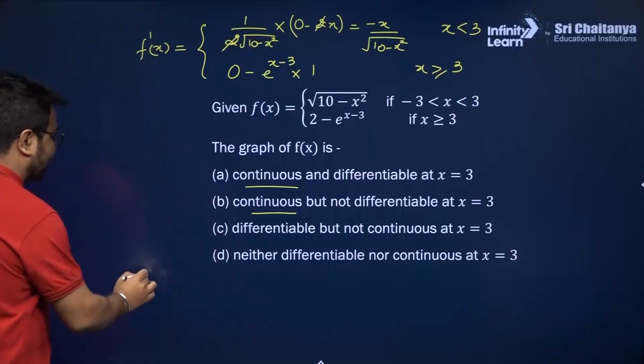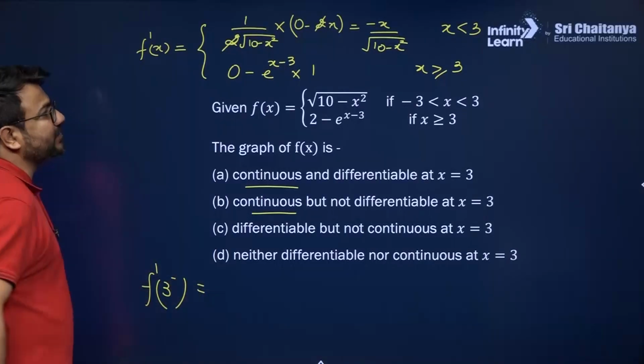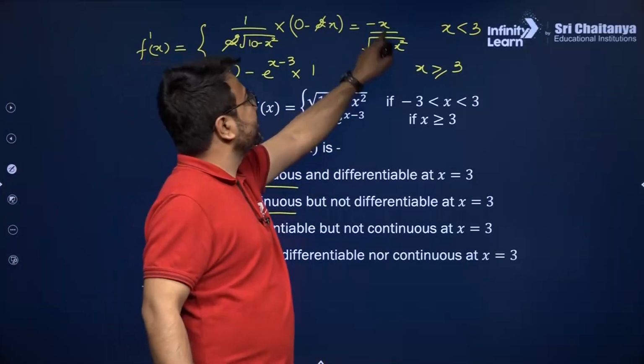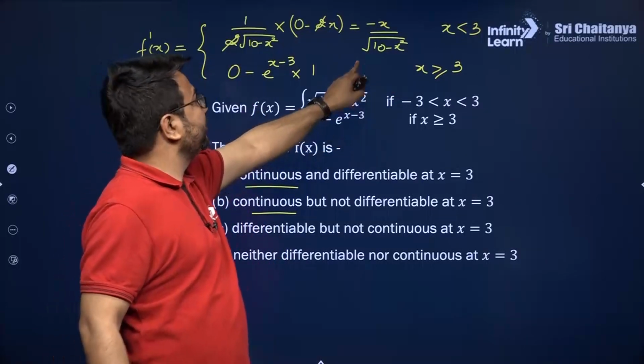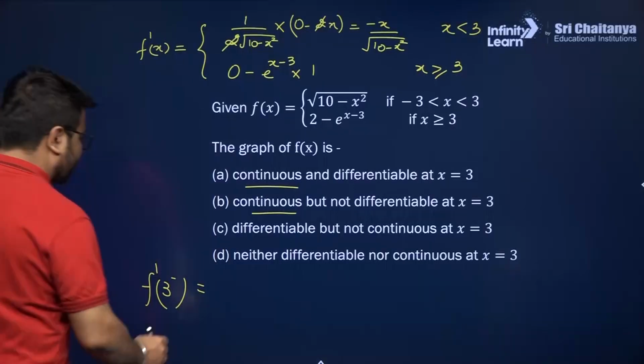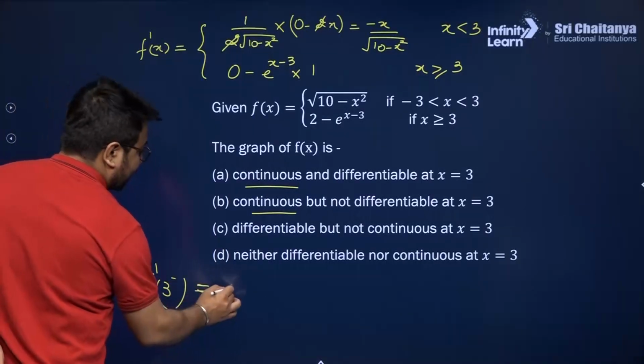Now there are two types of derivative. One is f dash of 3 minus. For f dash of 3 minus we need to use the function for x less than 3. That means if I keep x equals 3 over here, I will observe that we are getting minus 3 upon 10 minus 9. 10 minus 9 is 1. So here f dash of 3 minus will be equal to minus 3.